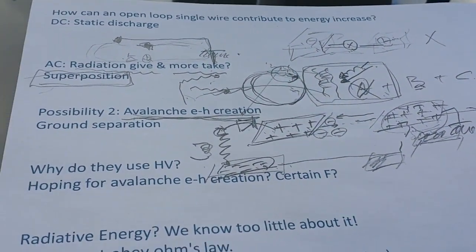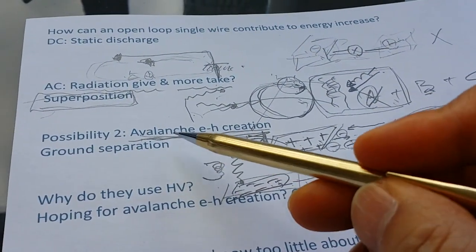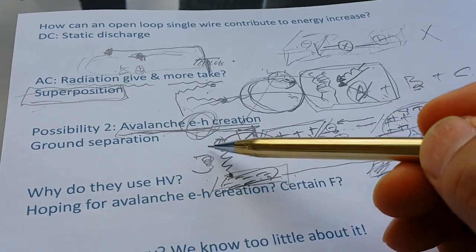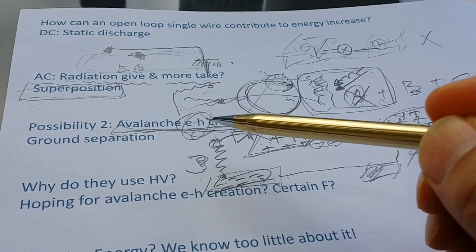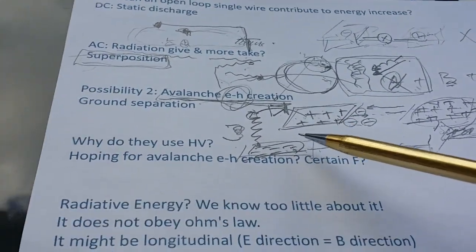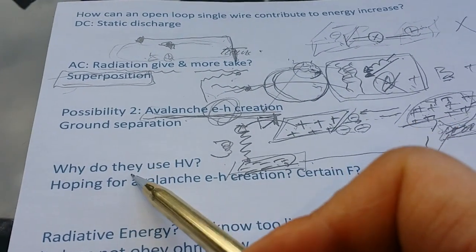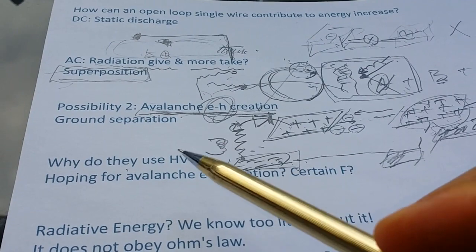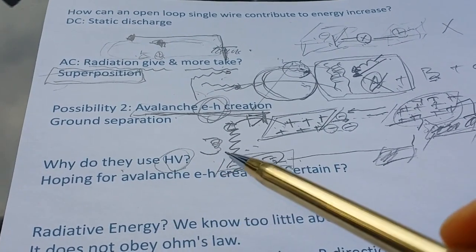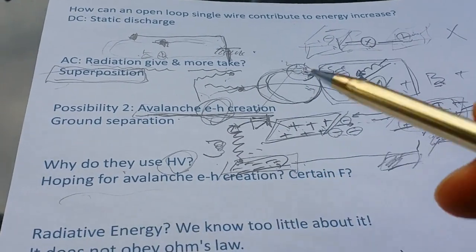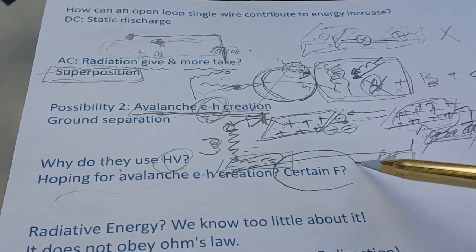Then yes, this avalanche of electron hole pairs, or plus minus creation, happens. Because of that, a lot of the free energy developers are using high voltage, probably because of that. So then why do we need frequency there?